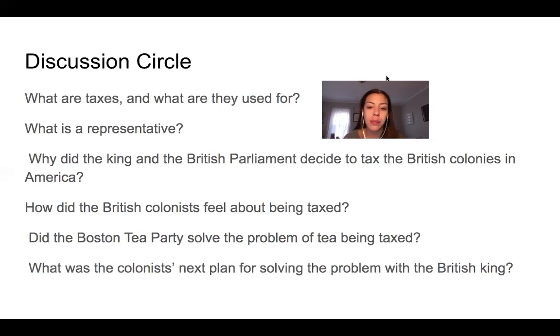What was the colonists' next plan for solving the problem with the British king? Well, in today's story, we read how some representatives wrote a letter to the king, and they explained some of the things that they wanted, and they had to kind of wait to see what the king was going to say. And it could be that the king would agree with them and work with them, and they could solve the problem. But if the king was still angry and didn't want to work things out with the colonists, then they were probably going to have to start a war, which is not good.